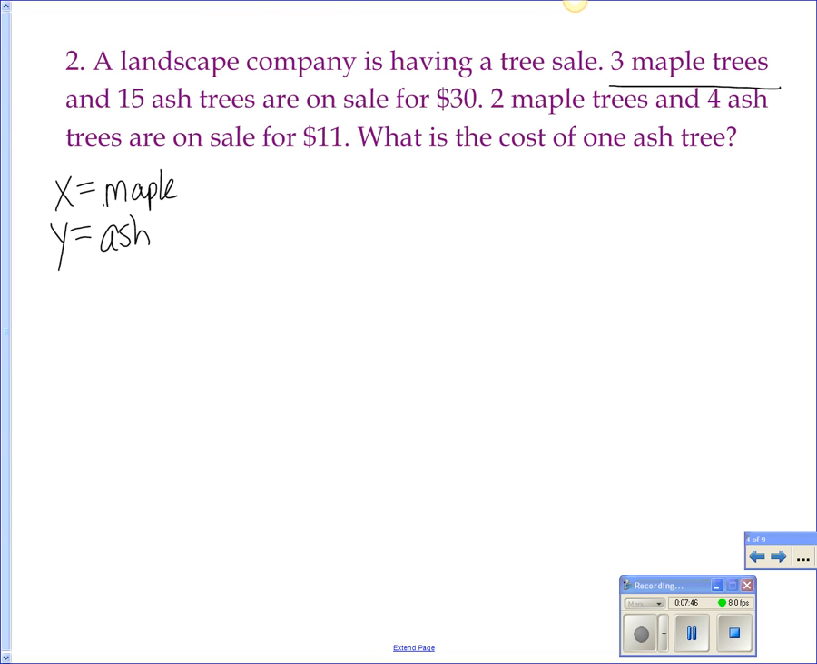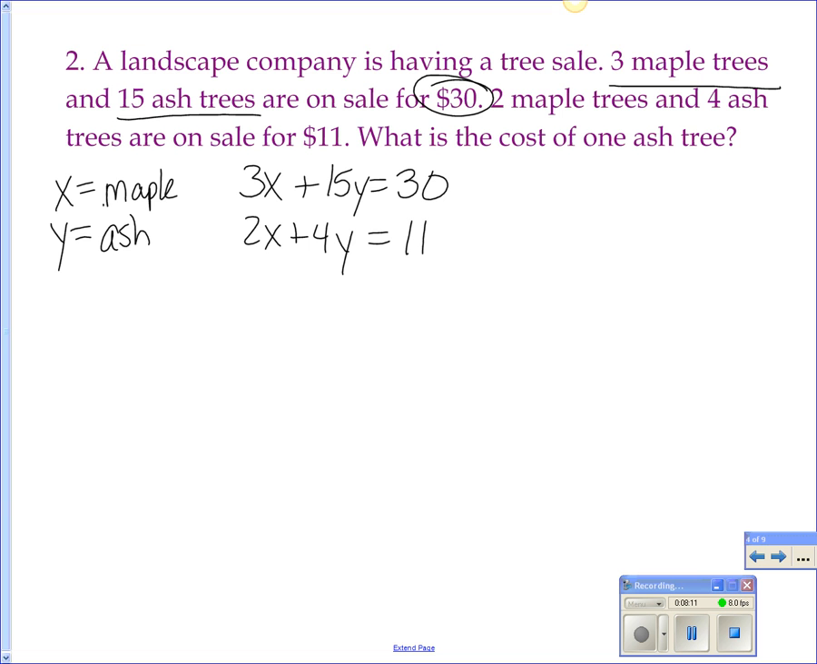3 maple trees, 15 ash trees cost $30. How would I make that an equation? Good. Chad, what would my next equation be? Good.